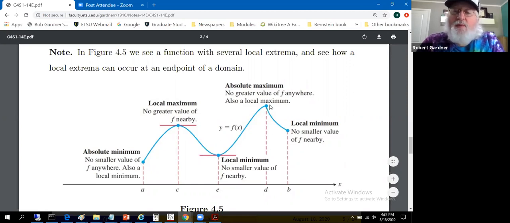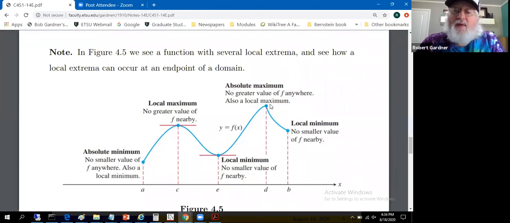Here we've got a local maximum. Actually, here we've got an absolute maximum because the function doesn't go above this. It's a local maximum as well, but it doesn't go above this value anywhere else because they've given us a whole picture of the function defined from a to b. So this must be the absolute maximum. It's also a local maximum, also a local maximum.